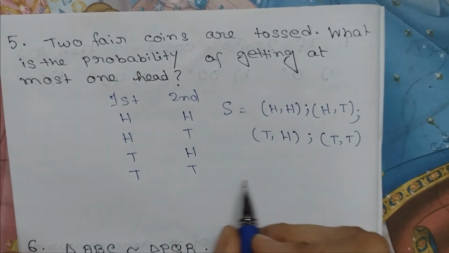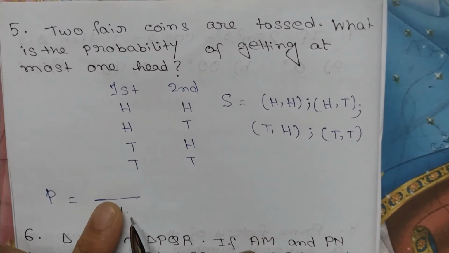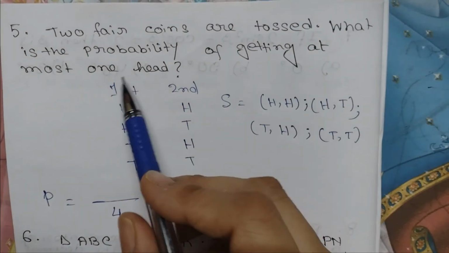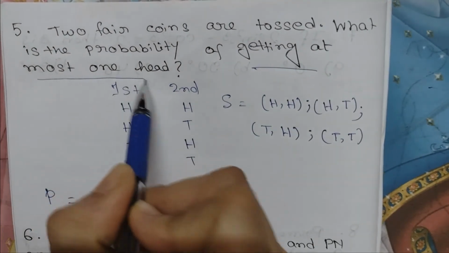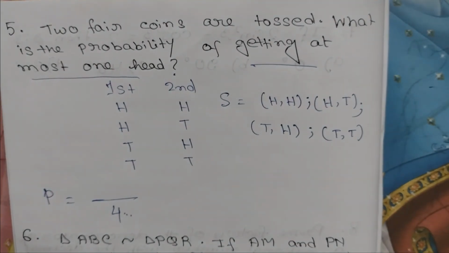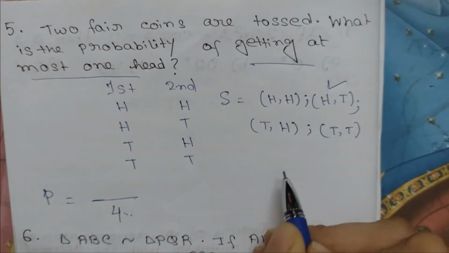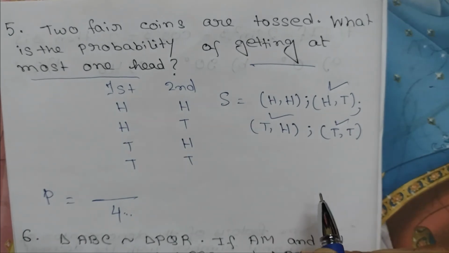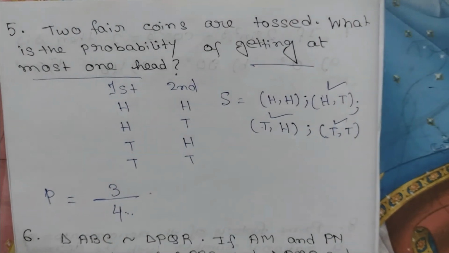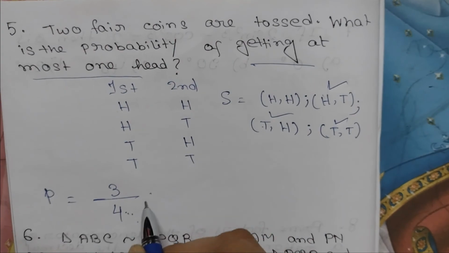So total number of outcomes will be 4. In case of probability, the denominator will be 4. Now let's count the favorable outcomes. Favorable outcomes are of getting at most one head. At most one head means the maximum number of heads will be 1. So either you will get one head or less than one head. This is of one head and this is of 0 head. So I will take only these 3 favorable cases. So number of favorable outcomes are 3. So the required probability will be 3 by 4. So the answer will be 3 by 4.